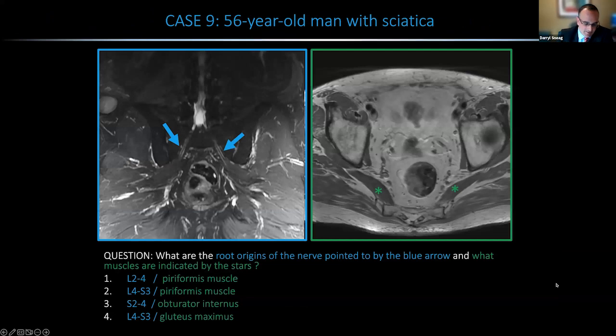Case 9. This is a 56-year-old man with sciatica. Question is, what are the root origins of the nerve pointed to by the blue arrow? And what muscles are indicated by the stars?